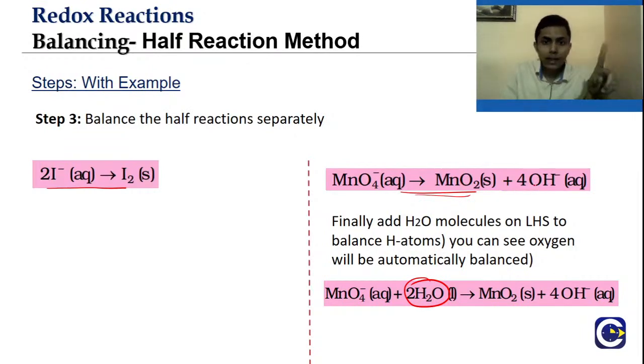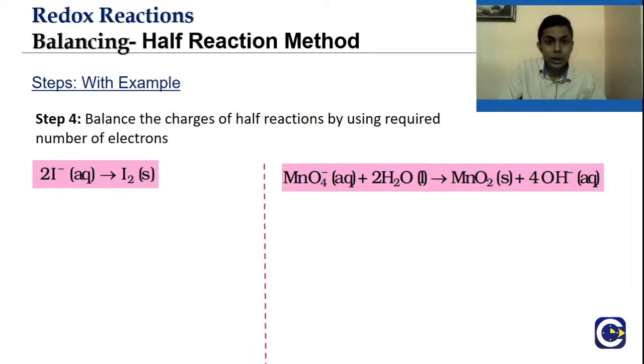So how do we balance oxygen and hydrogen? The same way. If it is alkaline, use hydroxide and water. If it is acidic, you use H plus and H2O. First use H2O and then use H plus. Clear? Once this is done, the final thing remaining is charge balance.